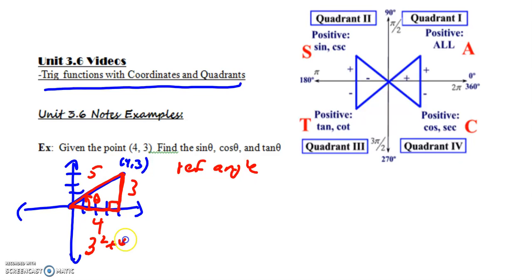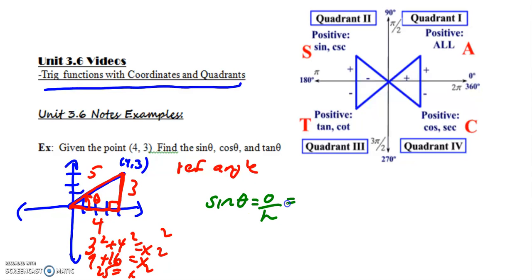3 squared plus 4 squared equals x squared. 9 plus 16 equals x squared. So x squared would equal 25, and if you took the square root, you'd get 5. So let's go to our trig functions. We wanted to find the sine. Sine is opposite over hypotenuse. So based on this angle, my answer would be 3 over 5.